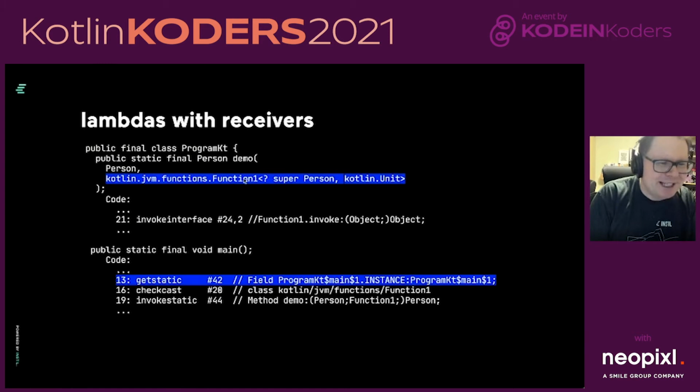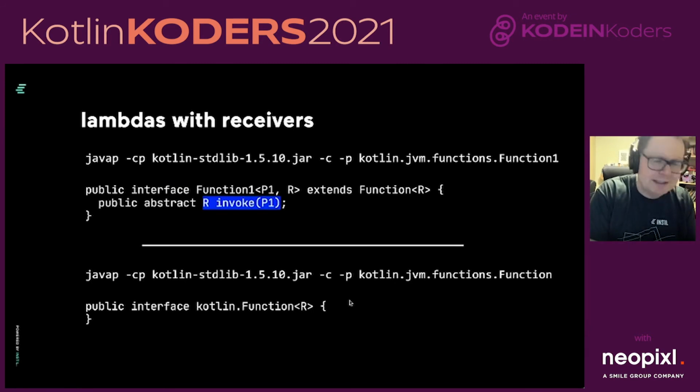What we have is we have a functional reference. So we have a type called function1, and this takes two type parameters. There's one type parameter for the receiver and then one for the return type. And then if we look down here, we can see that we're going to have a generated class called program kt $main$1, and that will have a static field called instance. And that's what we're actually working with. So the lambda with receiver will get converted into an inner class. There will be a static instance of that inner class, and that's what we're going to be retrieving there.